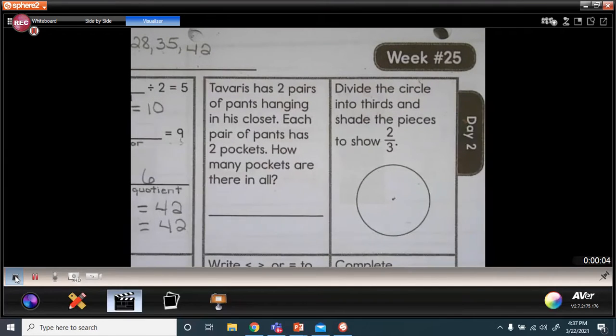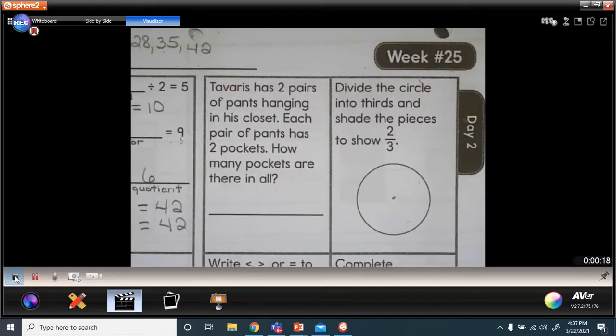Good morning, third graders. It's Miss Sunmyo, and I want us to take some time and check our DMA for week 25, day 2. It's Tuesday. So let's take a look at our first problem. It's a word problem or story problem, and we want to read the information first.